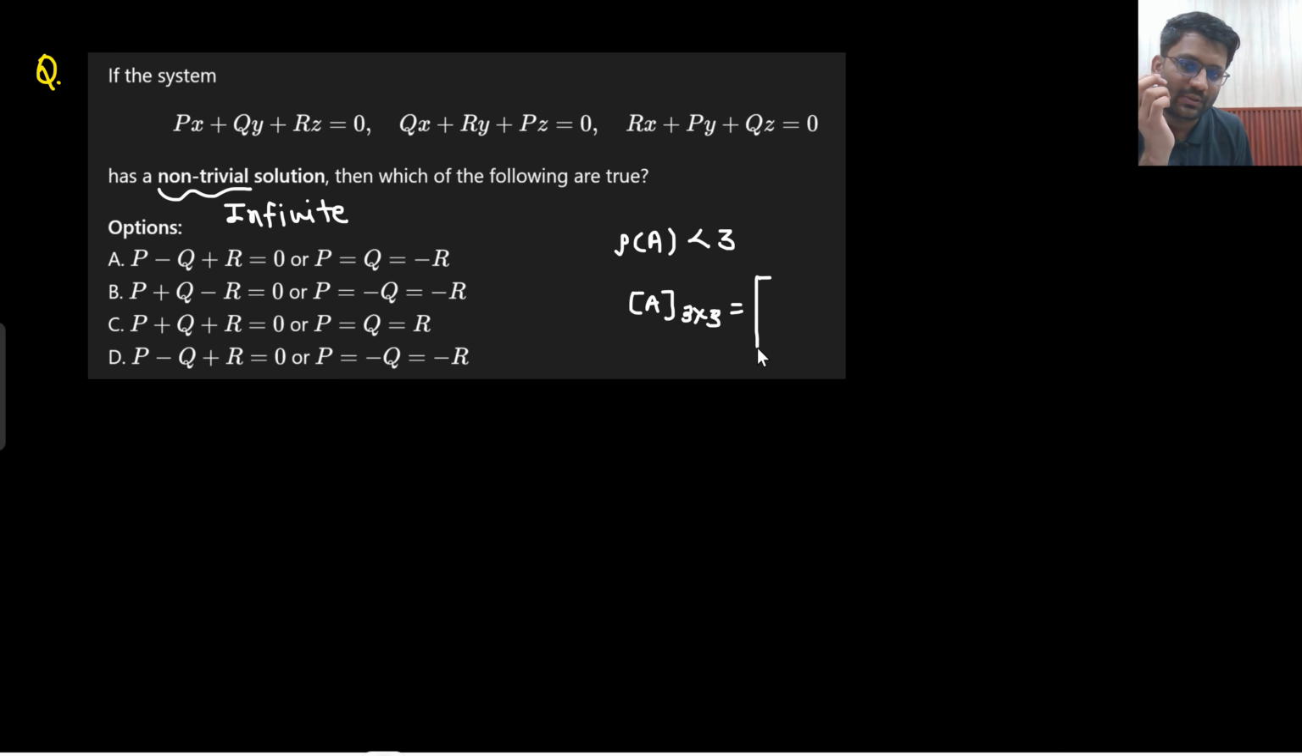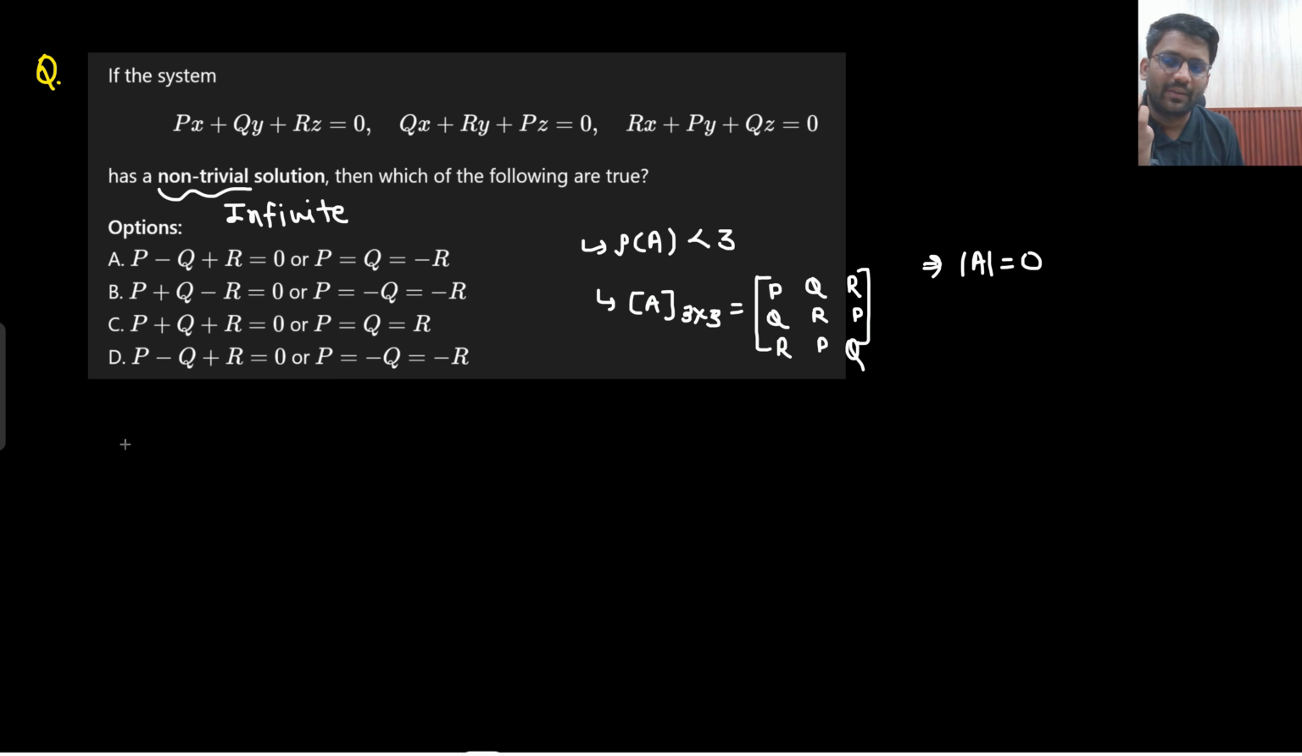Why is that so, sir? Because clearly I can see my matrix will become PQR, QRP, and RPQ. So this is the matrix I will be getting. And for sure I need this scenario. Rank of A should be less than 3. And this is the matrix A I am getting. What does that mean? That means the determinant of A should be 0. So I want the determinant of A to be 0.